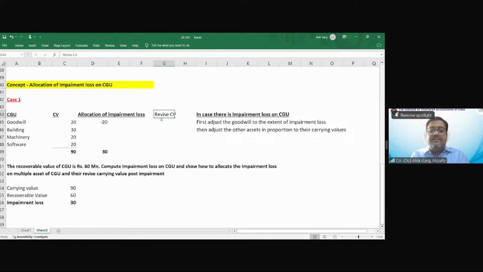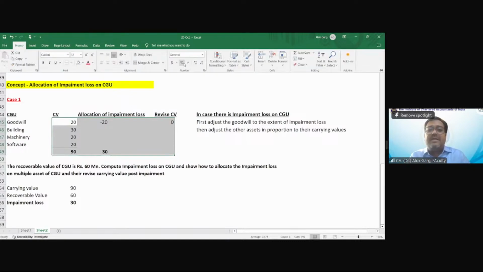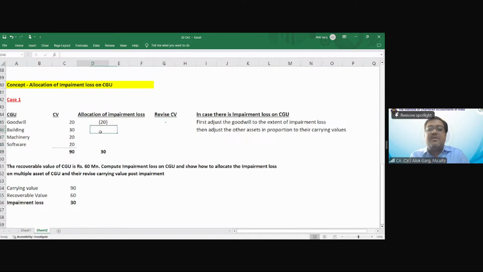This goodwill will become zero. How much impairment loss is still left? 10 million. How can I allocate this 10 million on the other assets? In proportion to their carrying value. So what is the proportion? 3:2:2. The remaining 10 million, I will adjust in the proportion of their carrying value.